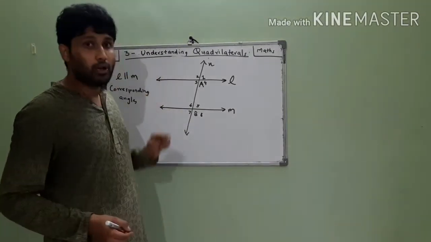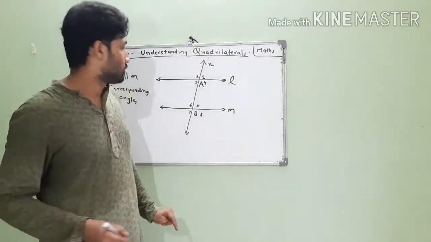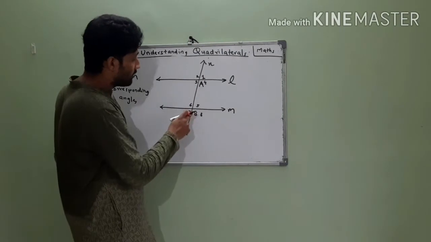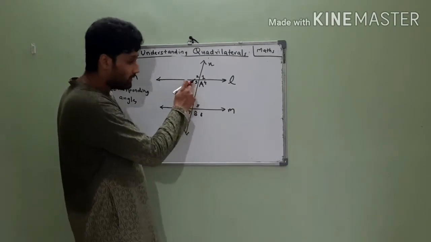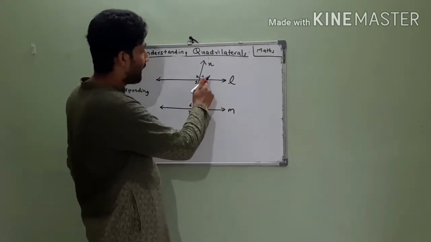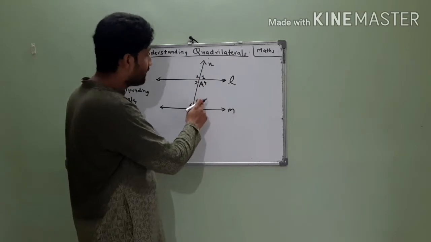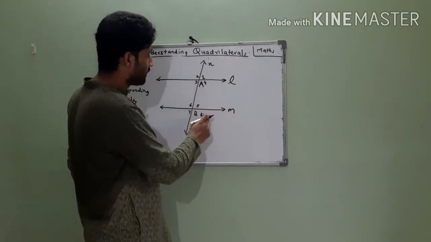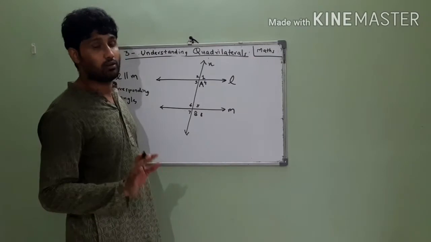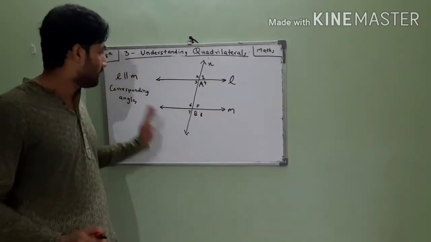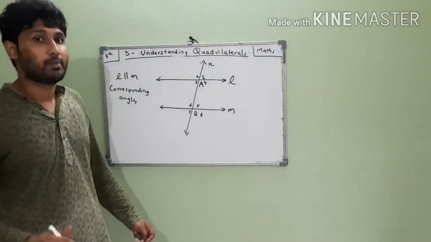And the corresponding angles are always equal. So, angle 2 is equal to angle 6. Angle 3 is equal to angle 7. Angle 1 is equal to angle 5 and angle 4 is equal to angle 8. This is what the property is about corresponding angles.